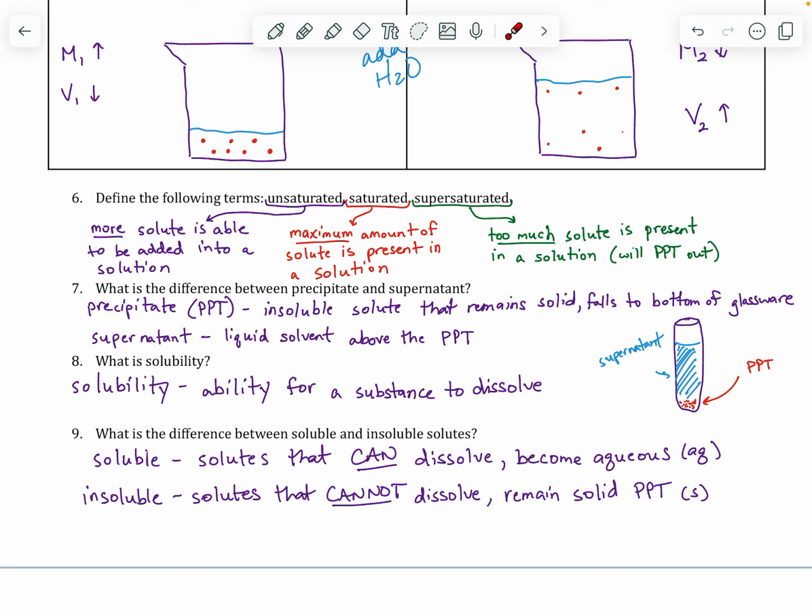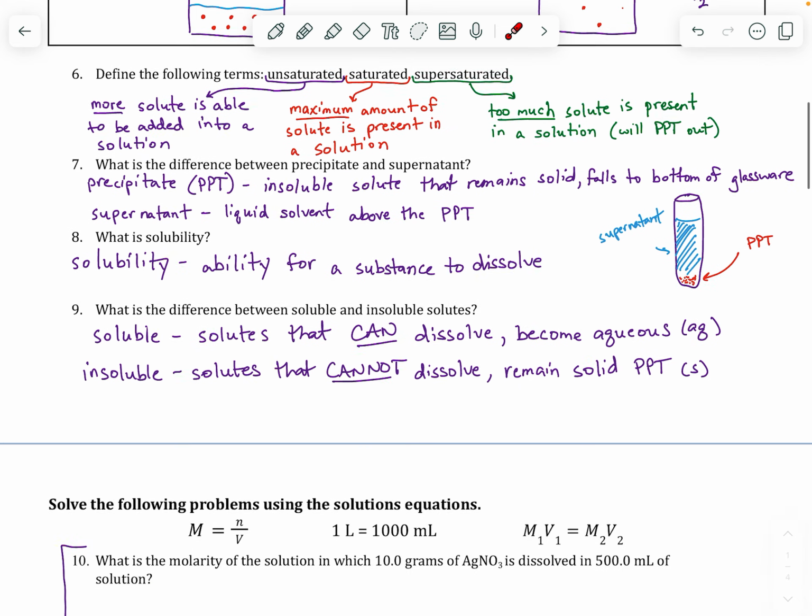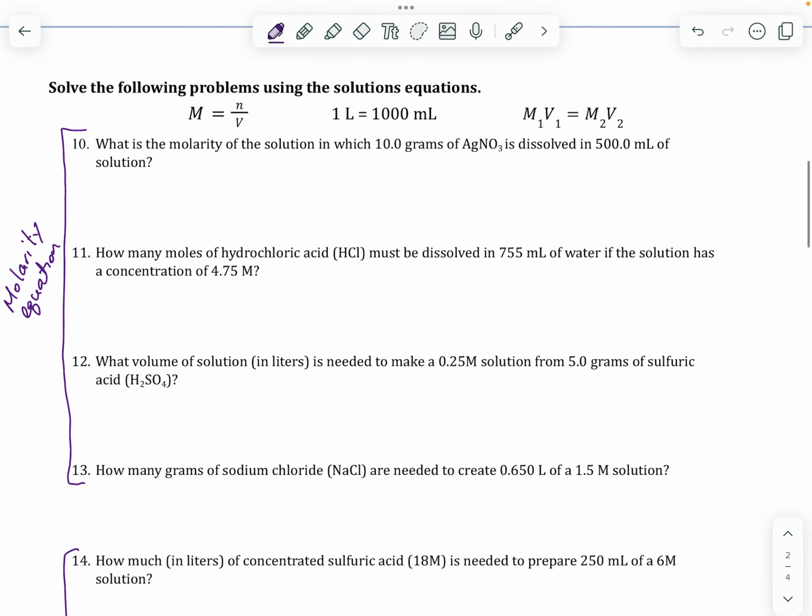And then, of course, we have our soluble versus insoluble, right? Soluble is solutes that can dissolve, so they have a good solubility, and insoluble solids, of course, do not have solubility. They are unable to dissolve. They remain solid in water. All right, so let's do a couple of calculations here.